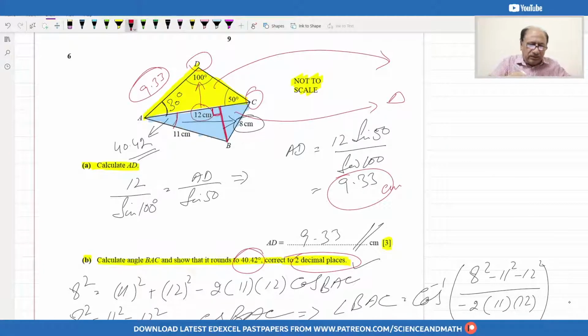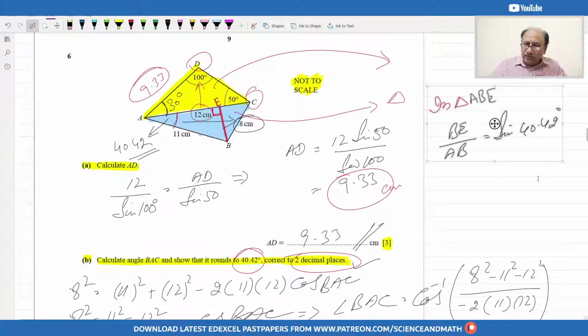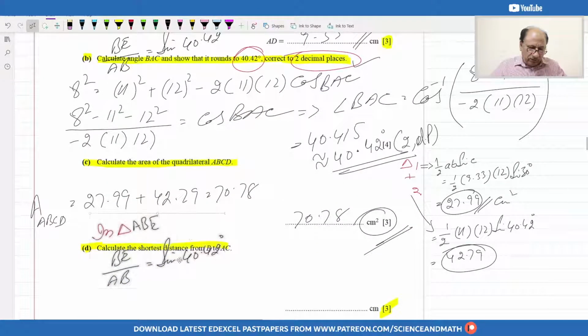Now we can consider triangle AB, and we can name this point as E. So we can consider triangle ABE. Now it will be a right angle triangle, and we can apply trigonometry: opposite over hypotenuse. Opposite is BE, hopefully you are understanding, divided by the hypotenuse, which is AB. This will be equal to sine of angle 40.42, and this will provide us the length of the shortest distance.